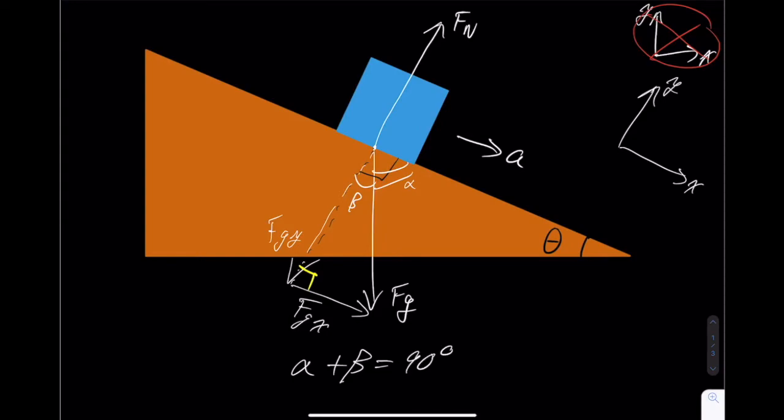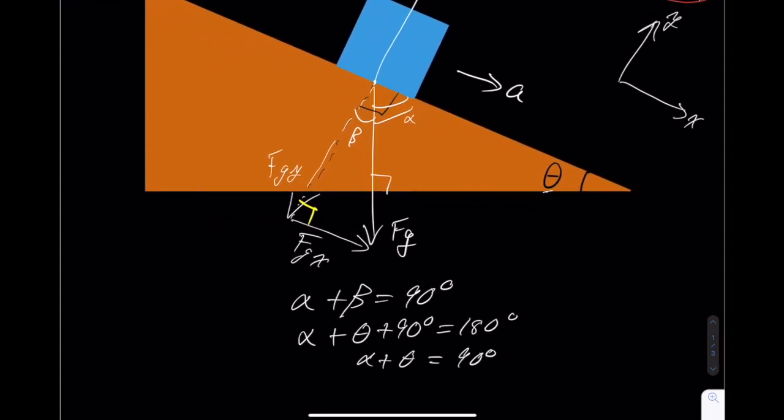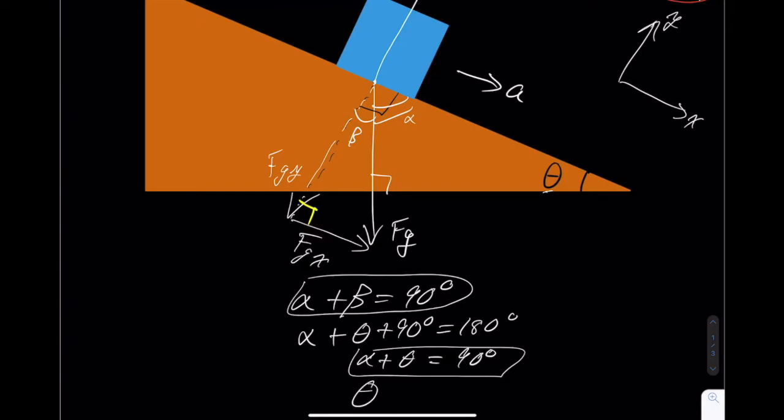Okay, and then we can also look at this triangle over here with theta on one corner and alpha here, and then this angle is also going to be 90 degrees. Now we know that the angles of a triangle add up to 180, so I can say alpha plus theta plus 90 degrees equals 180. Or if I subtract 90 from both sides, alpha plus theta is equal to 90 degrees. So if alpha plus beta and alpha plus theta both equal 90 degrees, that means that theta and beta are the same. So our angle beta is the angle of the ramp, theta. Okay, so we can just go ahead and use that.